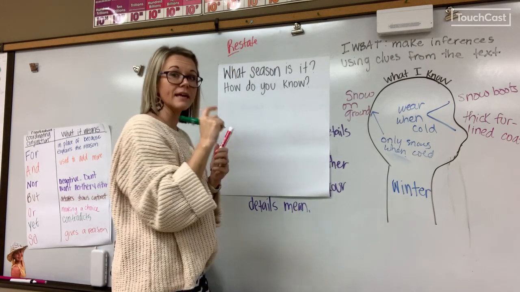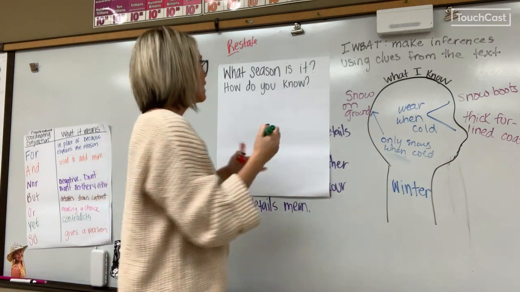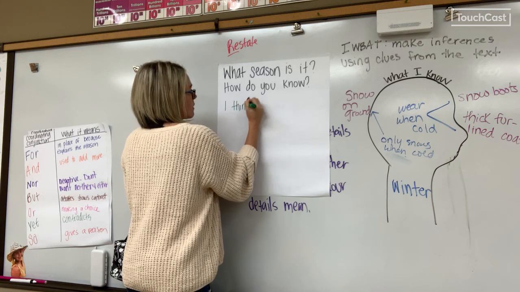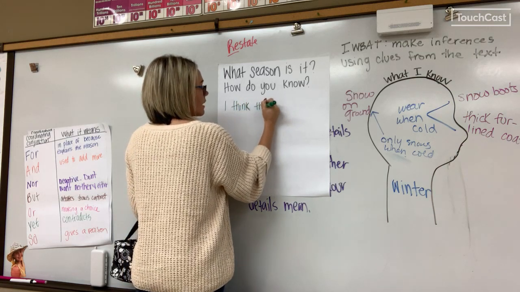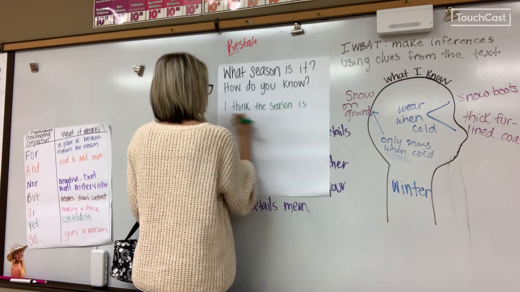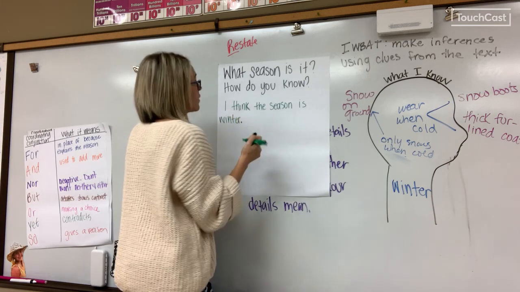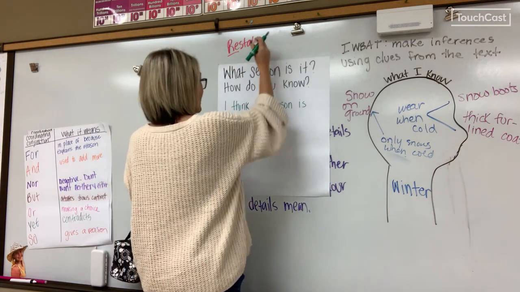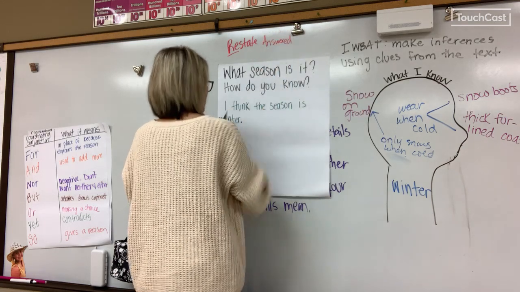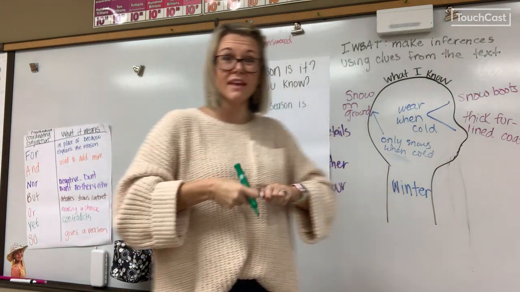So remember, if you're making an inference, your sentence should start with I believe, I think. So I'm going to say, I think the season is winter. Okay, so I've restated and I have answered. I told you that I think it's winter, and the question was, what season do I think it was? So I've restated, I've answered.